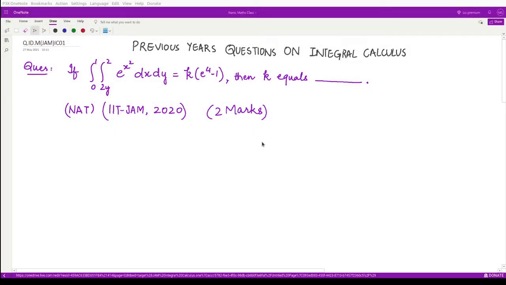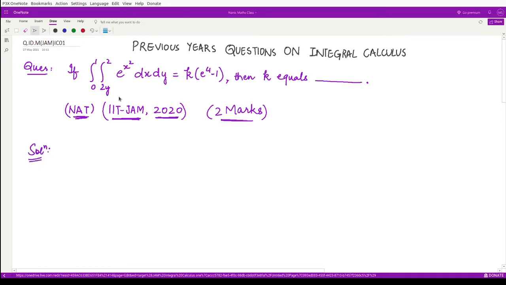Everyone, welcome to this question series on previous year's questions on the subject of integral calculus which appeared in the exam of IIT JAM. Now this question particularly appeared in the year 2020 and is of 2 marks, and this question is a numerical answer type question, and that means you are to enter a single numerical value here as the answer. Okay, so let's look at the solution for this particular question.